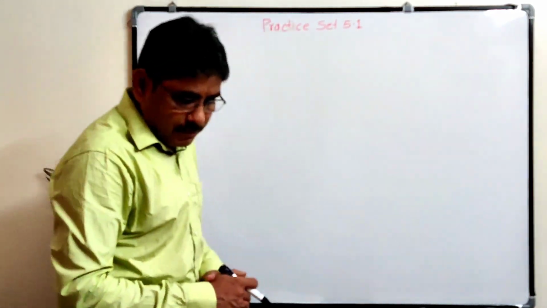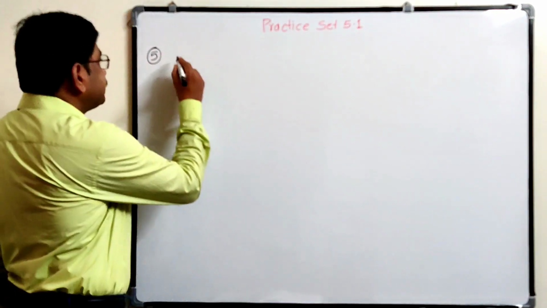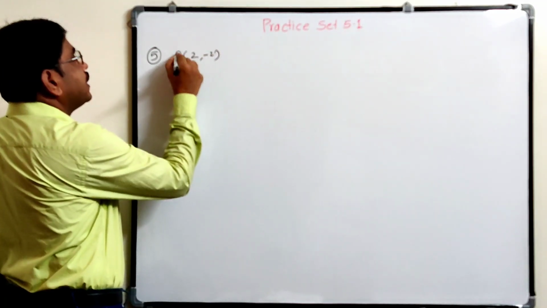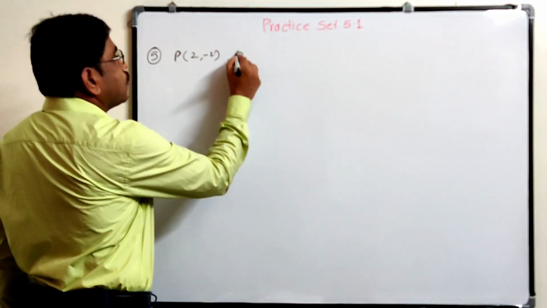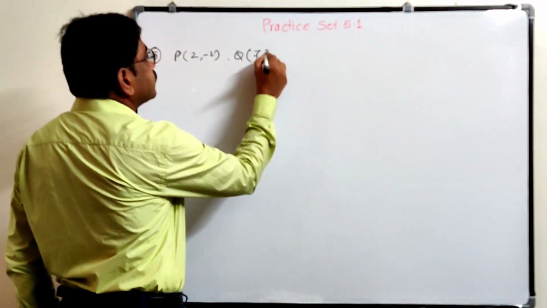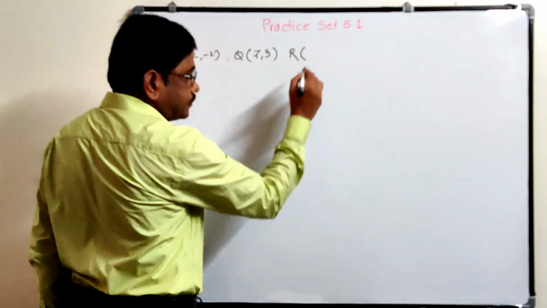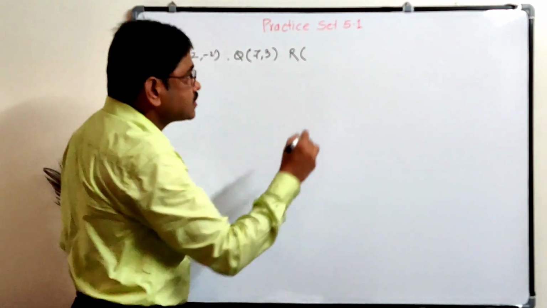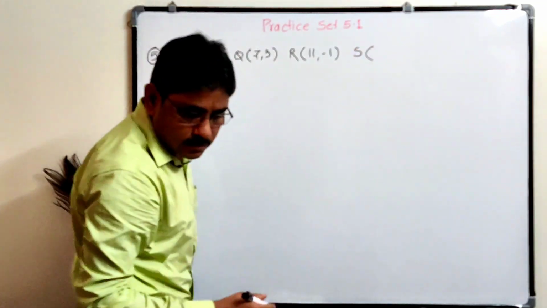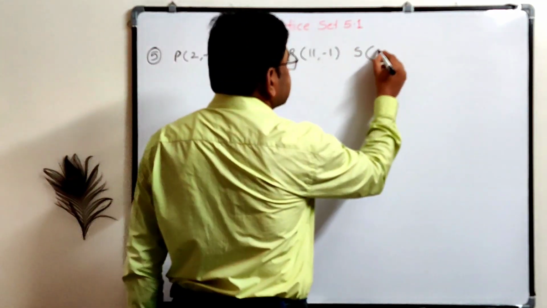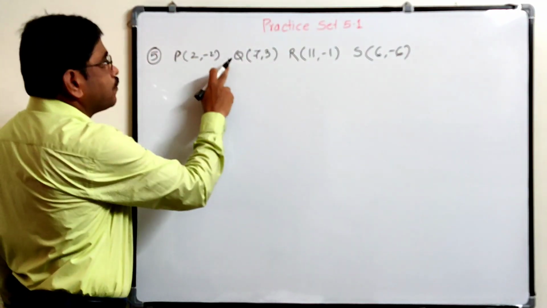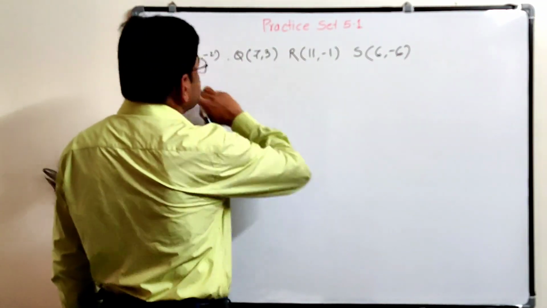Now let us see that 5th one. P is (2, -2), this is the first point, Q is (7, 3), R is (11, -1), and S, the coordinates of S are (6, -6). Now first find all distances, that is PQ, then QR, RS and PS.